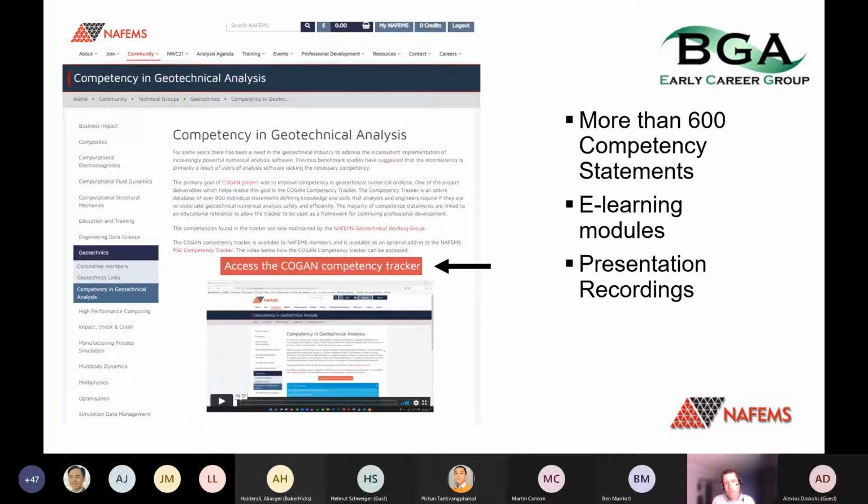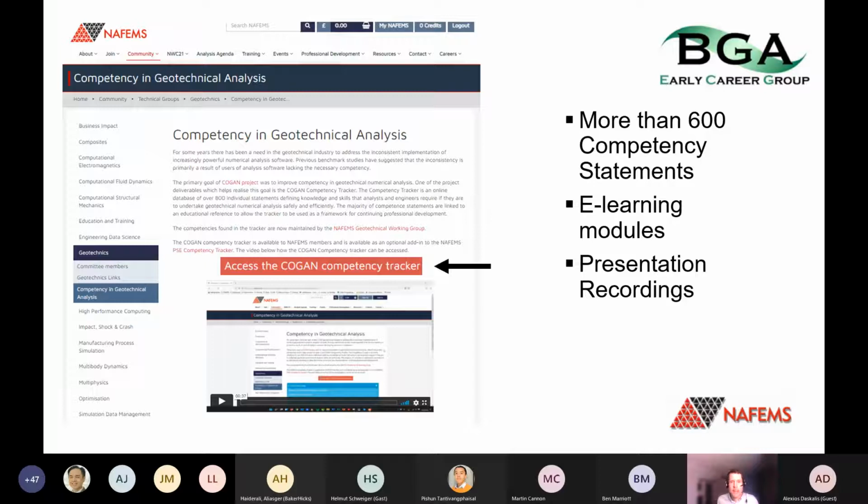Also on the NAFEMS website, you will find e-learning modules and presentation recordings on certain aspects of numerical analysis. All this content is available for free. You just have to register on the NAFEMS website. The competency tracker, however, is currently a benefit to NAFEMS members. So if your company is already a NAFEMS member, you should already have access to this. If you haven't, NAFEMS would be happy to provide temporary access to everyone who is interested, to have a look at the tracker and to understand whether that would be a useful tool for you to consider.